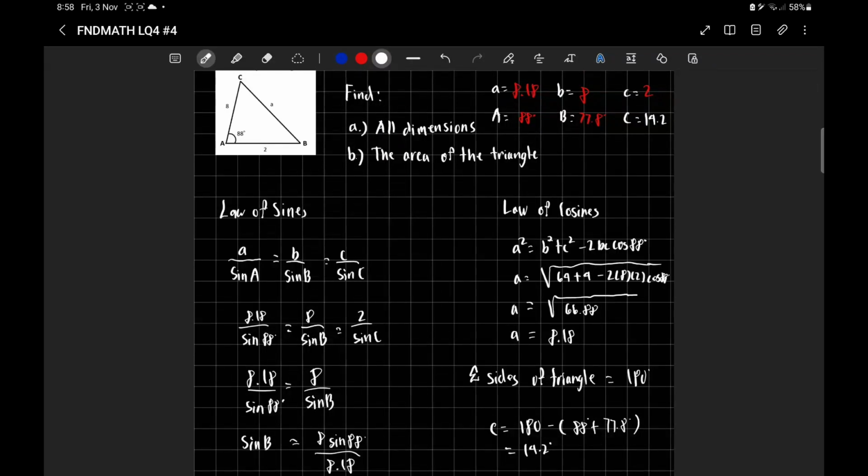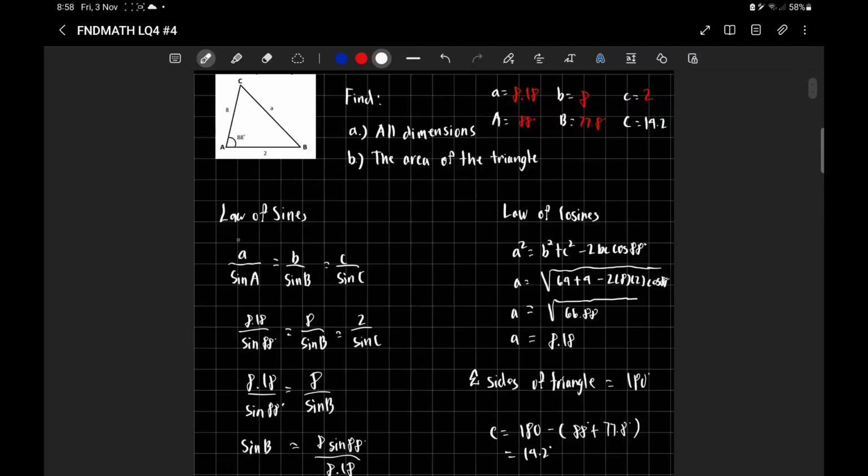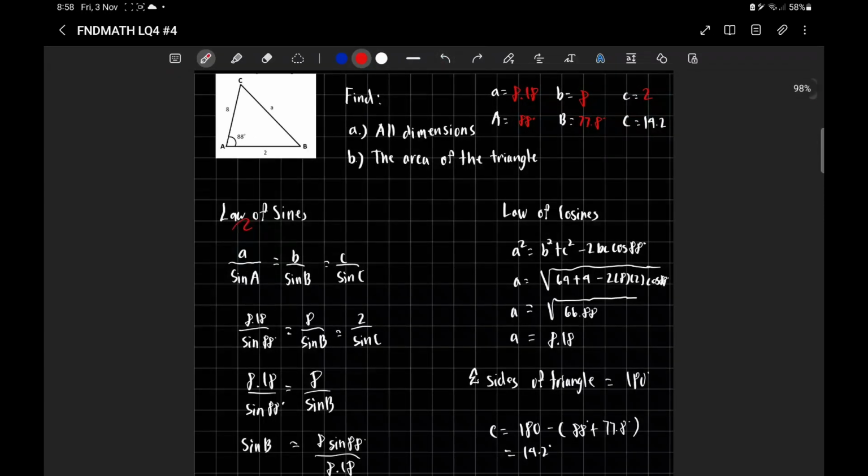Right? So if we try to solve for A, 8.18 over sine 88 must bear the same answer as B over sine B, or 8 over sine 77.8. So let's try to solve it. The answer for this one, let's just highlight in red, is 8.18. So the ratio must be equal for all the sides. So 8.18 must be the answer for all of the sides.